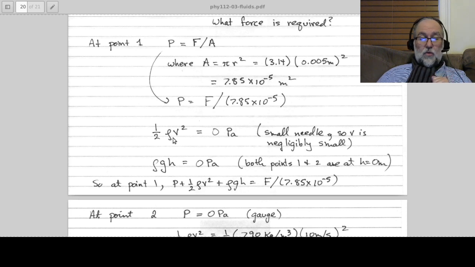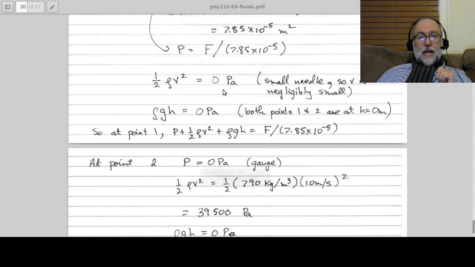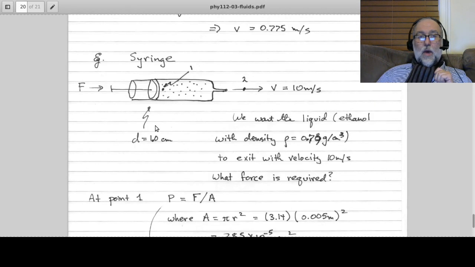Kinetic energy density there, the 1/2 rho v squared, that's zero. The reason, again, is I'm going to make the assumption that the fluid squirts out here. So yeah, the plunger will move forward, but let's assume that the needle is so thin that the plunger moves forward very slowly, and so we can ignore that velocity there. We'll say it's of a negligibly small velocity, and so that's zero there. Also, I'm going to say rho g h is zero there. Why? Because both point number one and point number two are at the same height. I didn't even write h equals zero there, but if both points are at the same height, it doesn't matter. So rho g h is zero there, and rho g h is zero there as well.